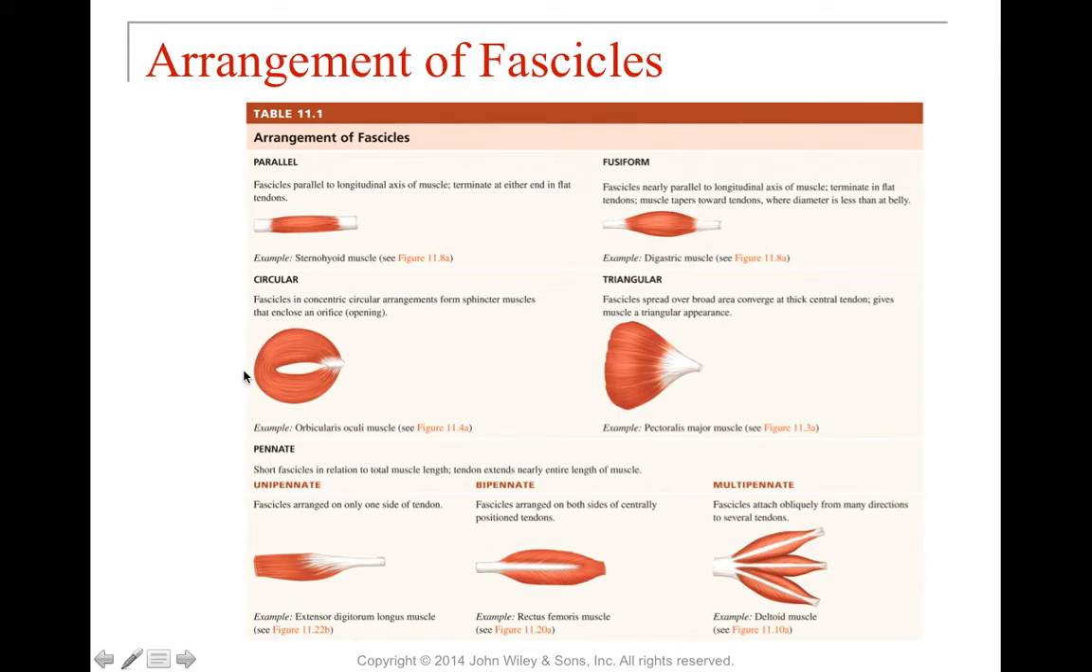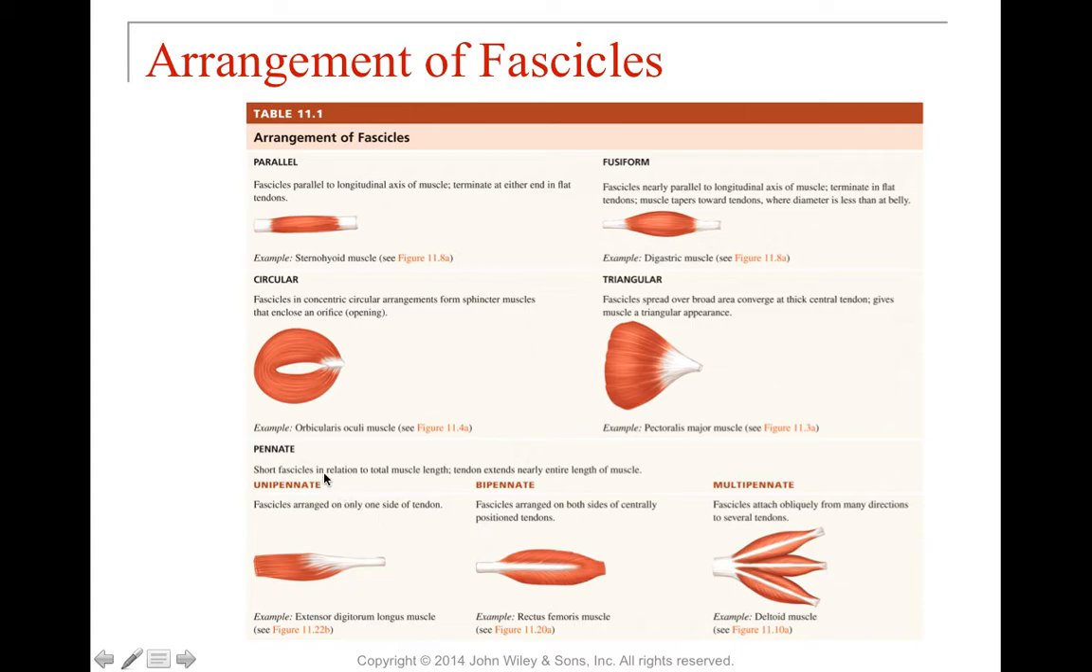Circular muscles are just as you'd expect. They're going to be a circular arrangement of the fascicles. So for example, a sphincter muscle that you might want to contract, or the eye muscle, the orbicularis oculi muscle. All right, another arrangement is triangular. If they're spread out over a broad area where we have one tendon, that's going to give a triangular appearance. An example of this would be the pectoral muscle, pectoralis.